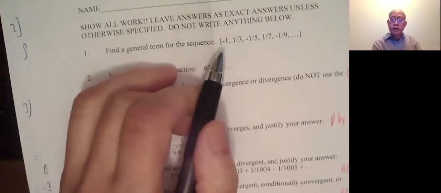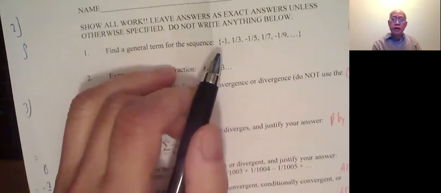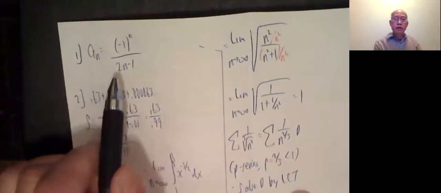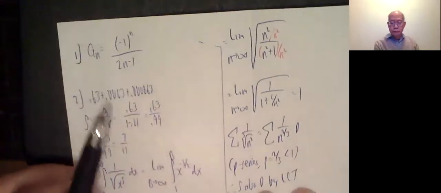Okay, number 1, we know it's alternating, starting with a negative. So that's going to be a negative 1 to the nth power. 1, 3, 5, 7, that's going to be 2n minus 1. So a sub n is negative 1 to the n over 2n minus 1.